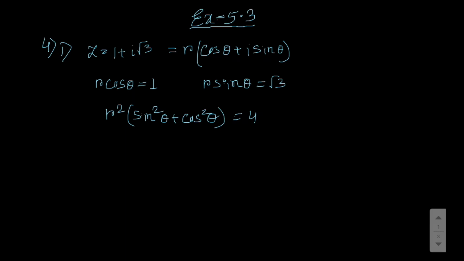As sin square theta plus cos square theta equal to 1, from that r equal to root over 4, so that equal to 2. That means the value of r equal to 2. Now we have to find out the value of theta. As here r equal to 2, then cos theta will be 1 by 2, and 1 by 2 you know that means pi by 3. So from that here theta equal to pi by 3. As same as if r sin theta equal to root 3, then sin theta equal to root 3 by 2, and from that also theta equal to pi by 3.